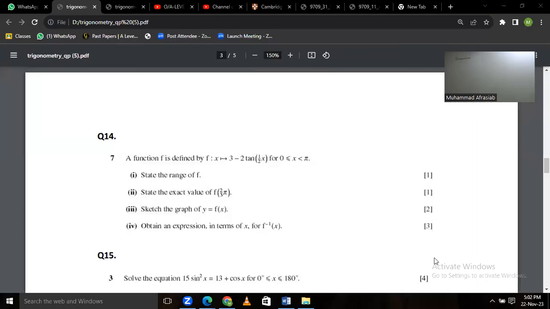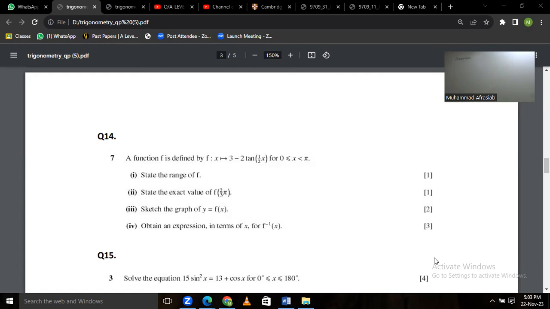We are solving now question number 14 for this trigonometric function for AS level. Question: the function f is defined by f of x is equal to 3 minus 2 tan half x for x greater than or equal to 0 and less than pi. Find the range of the function.